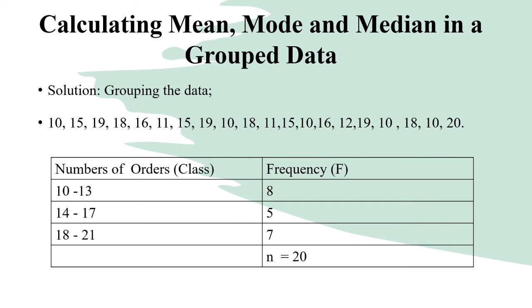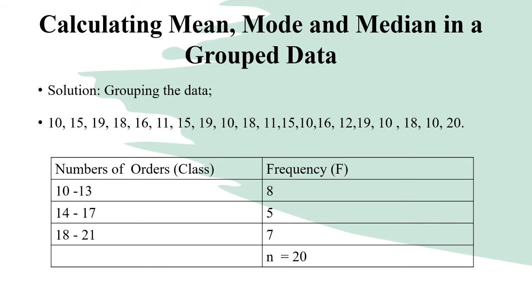For the frequency, we check how many times the numbers between 10 and 13 occur. You can see the numbers 10 to 13 are colored in green, so we just count them: 1, 2, 3, 4, 5, 6, 7, 8. So we have our frequency as 8.